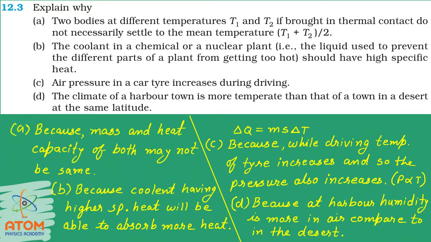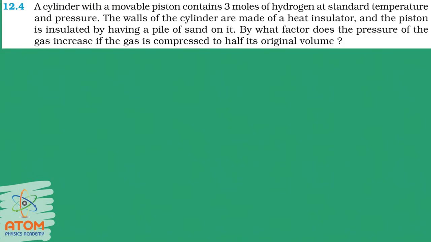Alright. Now let us see question 12.4. A cylinder with a movable piston contains 3 mole of hydrogen at standard temperature and pressure. Remember, at standard temperature and pressure. The walls of the cylinder are made of heat insulators and the piston is insulated by having a pile of sand on it. That means the piston and cylinder are adiabatic.